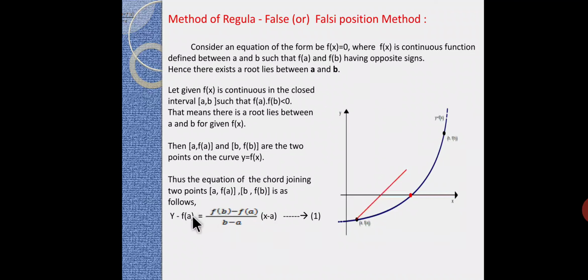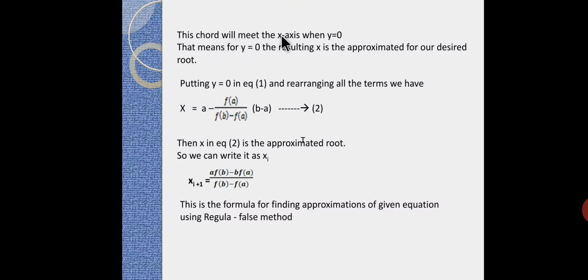We know the formula (y minus y1) by (y2 minus y1) is equal to (x minus x1) by (x2 minus x1). From that formula we write y minus f(a) is equal to [f(b) minus f(a)] by [b minus a] into (x minus a). Let it be equation 1. So this chord will meet the x-axis when y is equal to 0. The resulting x is the approximation for our desired root.